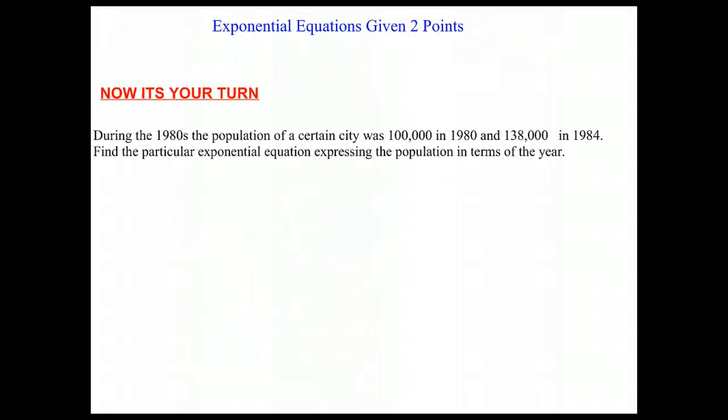And now it's your turn. During the 1980s, the population of a certain city was 100,000 in 1980 and 138,000 in 1984. Find the particular exponential equation expressing the population in terms of the year.